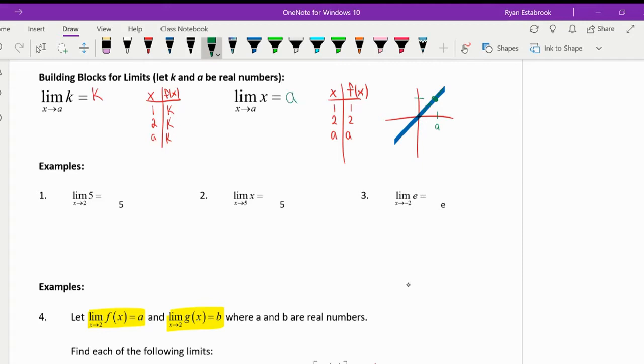In the next line, I have a few examples. As x approaches 2, the limit of 5 would be equal to 5. The next one is 5, and the last one here is either. All examples from what we have.